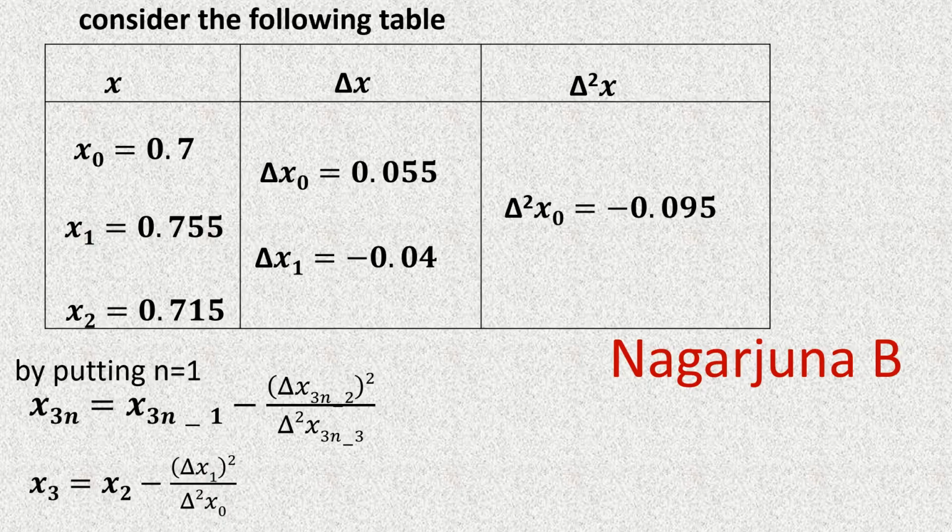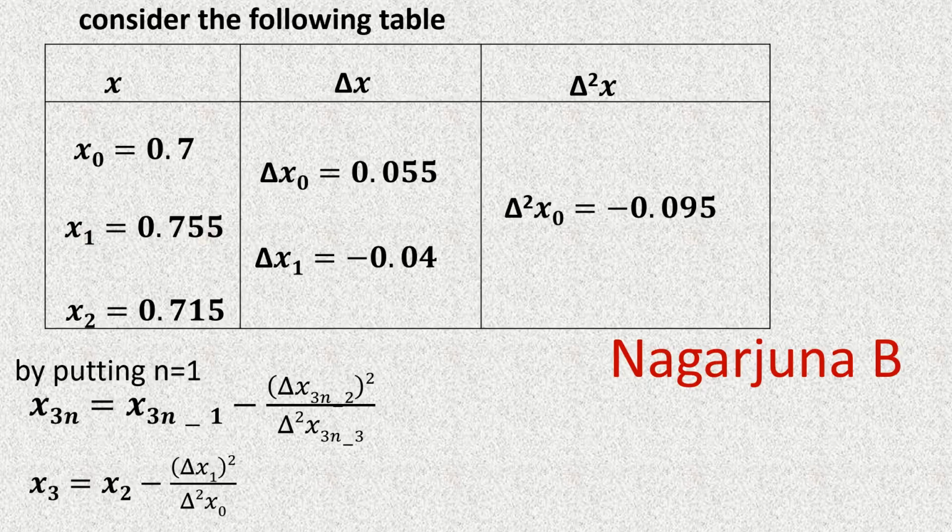And from where we get these values? These values are present in the above table. So using the above table, write down the values in that equation and simplify it. Therefore what we can write? x3 equal to x2 value is 0.715 minus delta x1 is minus 0.04 whole square divided by delta square x naught, which is minus 0.095.